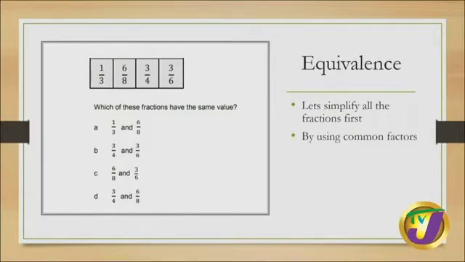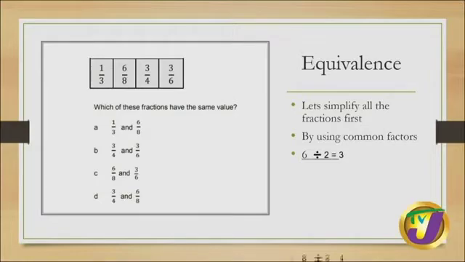Now, let's look at 1/3. Can we simplify 1/3 any further? No. So 1/3 is in its simplest form. 6/8. Yes, that can be simplified because there is a common factor that can be factored out of the 6 and the 8. The 3/4. Is there any common factor with 3 and 4? No. So 3/4 is in its simplest form. And 3/6, there is a common factor. So we can use common factors to simplify 6/8 and 3/6.